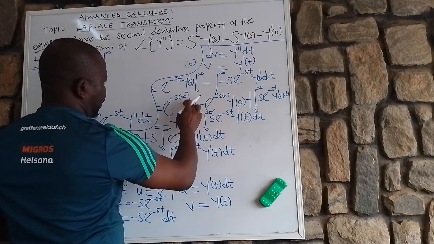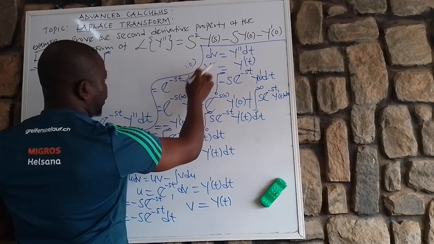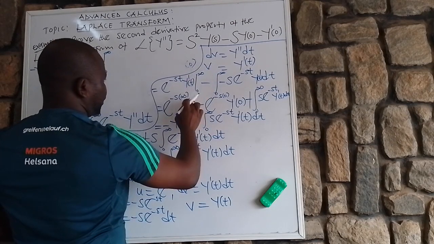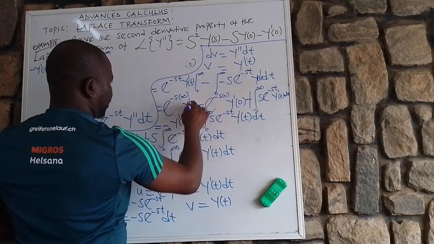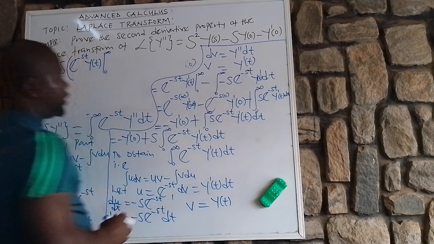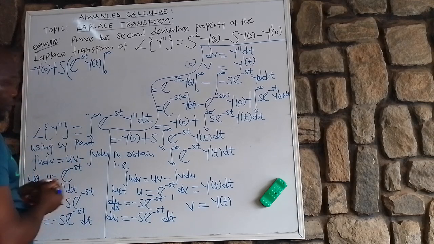Here is supposed to be infinity, because anywhere we see t, we use infinity. So take note. Sorry.